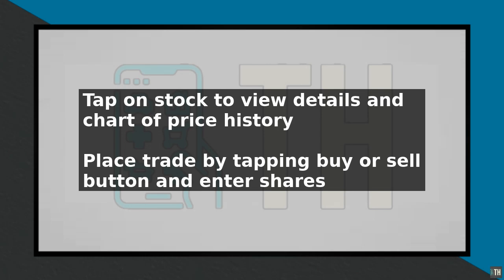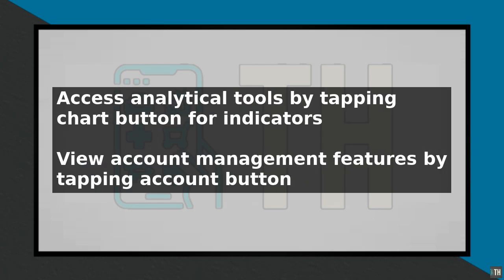This will take you to a detailed chart of the stock's price history, where you can apply various technical indicators and overlays. You can also tap on the News button to view the latest news and headlines related to the stock. Finally, Webull also offers a range of account management features, such as depositing and withdrawing funds, and viewing your account history. To access these features, tap on the Account button at the top of the screen.